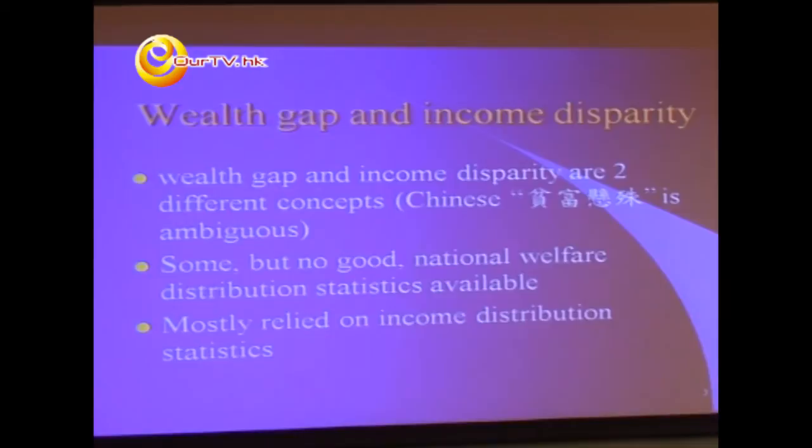And the concept of wealth is difficult because it's very difficult to collect good data on wealth. When you go to a household and interview the husband while the wife is near him, it's very difficult for the husband to tell the truth about his wealth. Similarly for the wife, okay? They keep their own personal secrets.